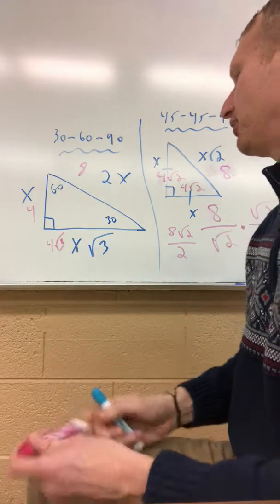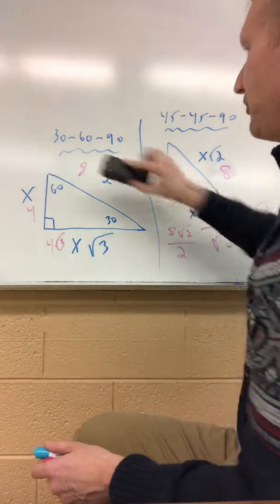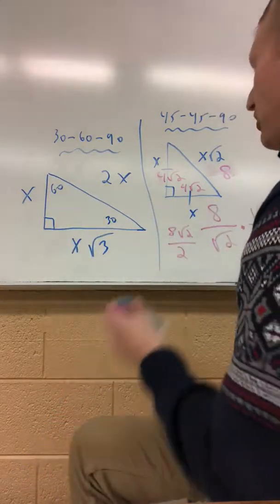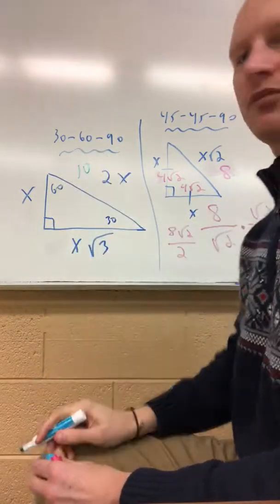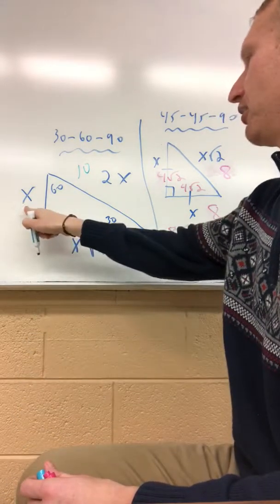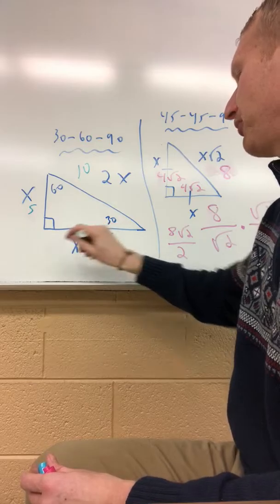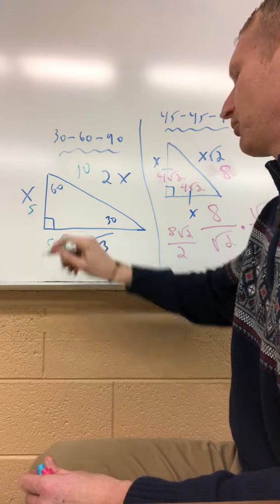So that's the easy case. In the event where you know the hypotenuse, like let's say we know that the hypotenuse is 10, then the smaller side is half of that, so it'd be 5, and the medium side would be 5 times the square root of 3.